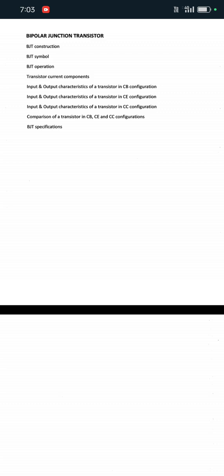From the p side, the majority carriers are holes, right? So holes move towards the junction. From the n-type material, the majority carriers are electrons, right? So electrons move towards the junction. So between the junctions, electron-hole pairs are created in the depletion region. Here depletion refers to the fact that the region near the p-n junction is depleted or removed of charge carriers. It is also called the space charge region or transition region.